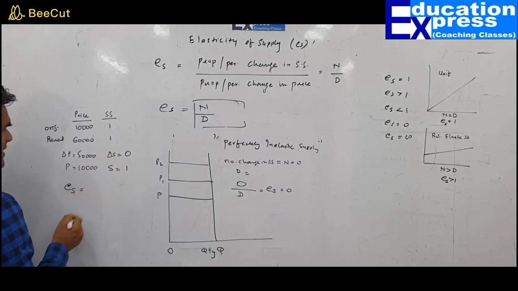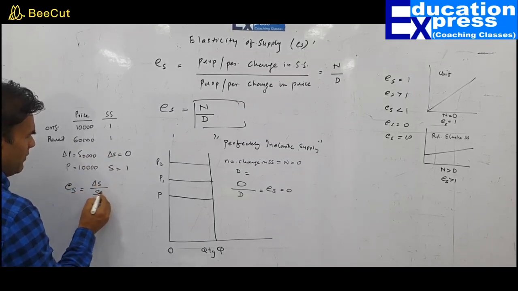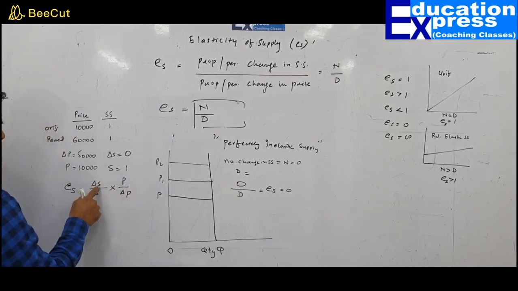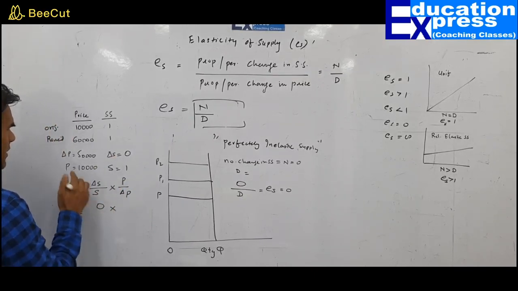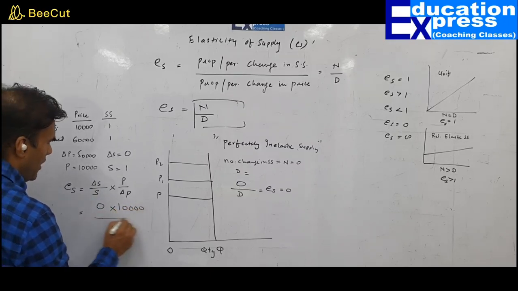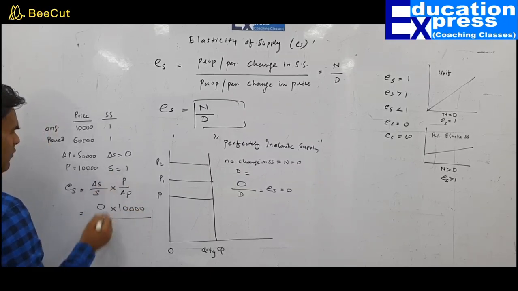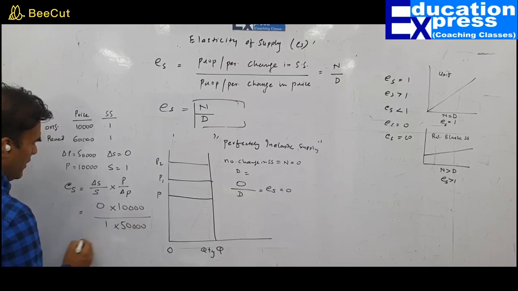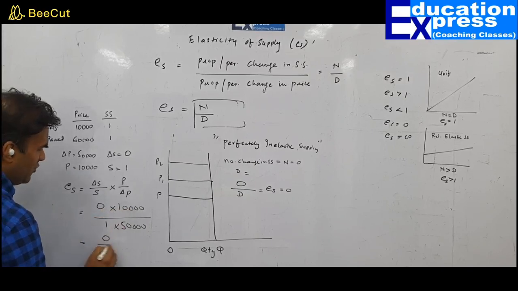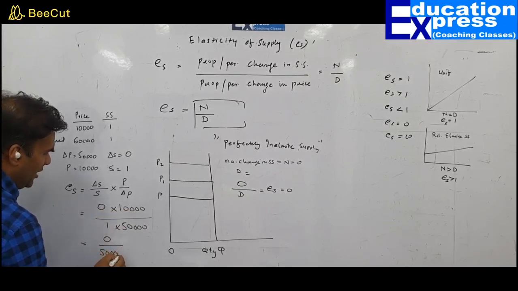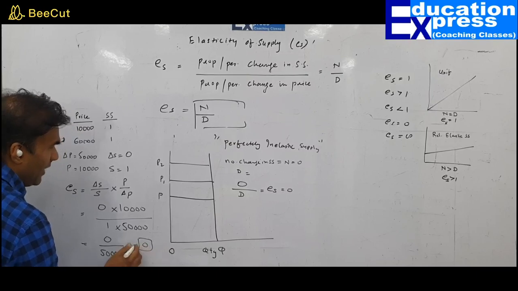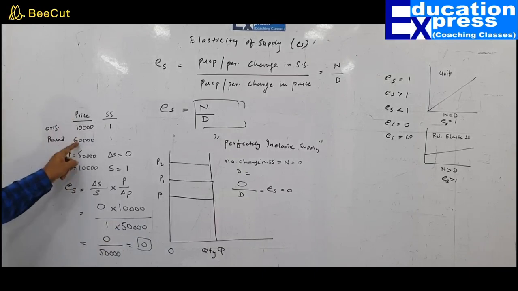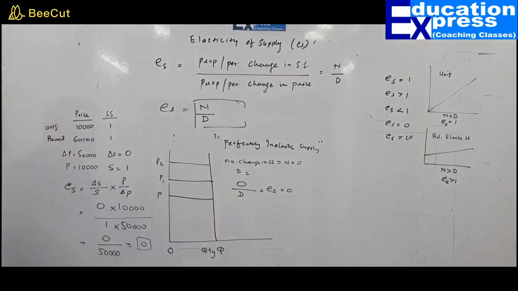Elasticity of supply is proportionate change in supply upon proportionate change in price. What is the change in supply? 0. Multiply by price, 10,000, upon original supply, 1, into change in price, 50,000. 0 into any number is 0. 0 upon 50,000 gives you 0. My dear friends, I told you. Amazing, beautiful. At any point of time you can make the schedule and do it.